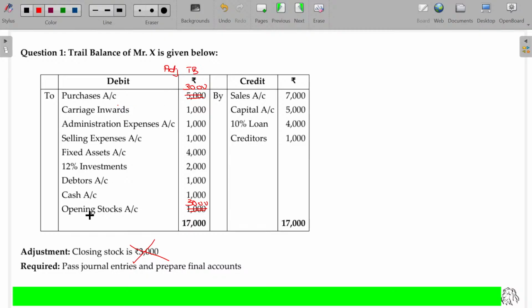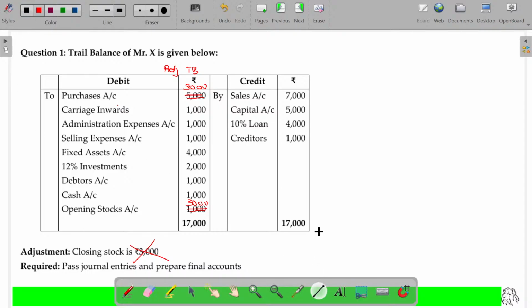Now I have to prepare the final accounts from this. Final accounts have three components here: trading account, P&L account, and then balance sheet.